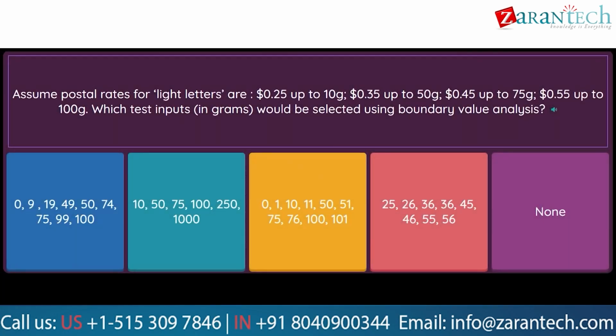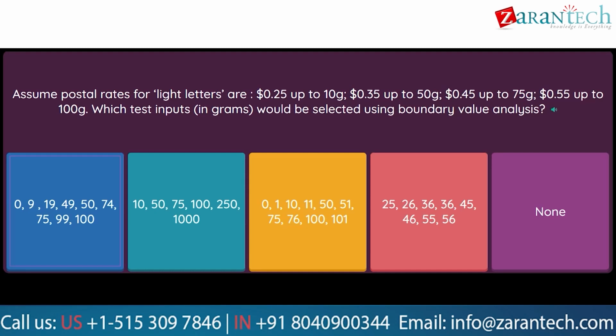Question: assume postal rates for light letters are 25 cents up to 10 G, 35 cents up to 50 G, 45 cents up to 75 G, 55 cents up to 100 G. Which test inputs, in grams, would be selected using boundary value analysis?